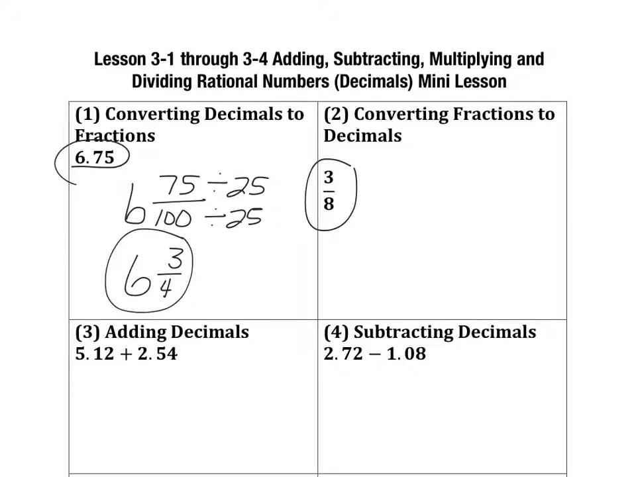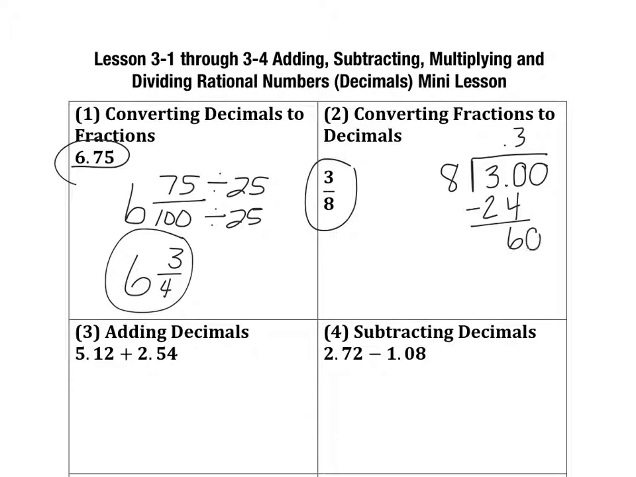So you're just going to do long division. 8, how many times can it go into 3? 8 can't go into 3, so I'm going to put a 0 and a decimal. Can 8 go into 30? It goes in 3 times. 3 times 8, 24. 30 minus 24, 6.